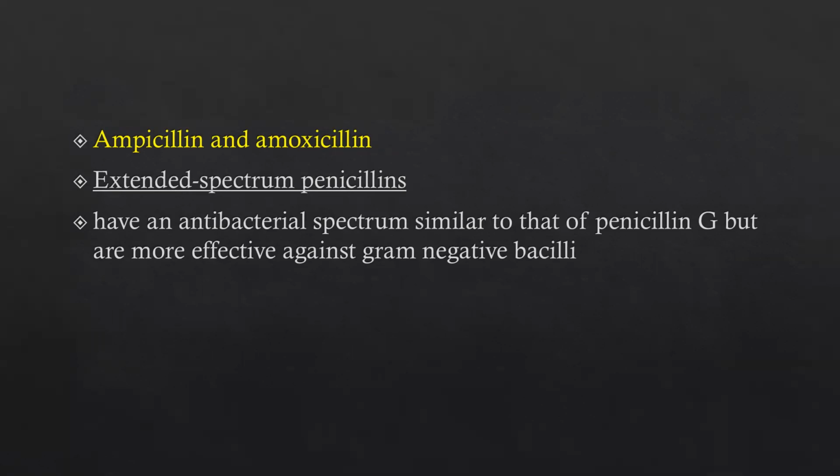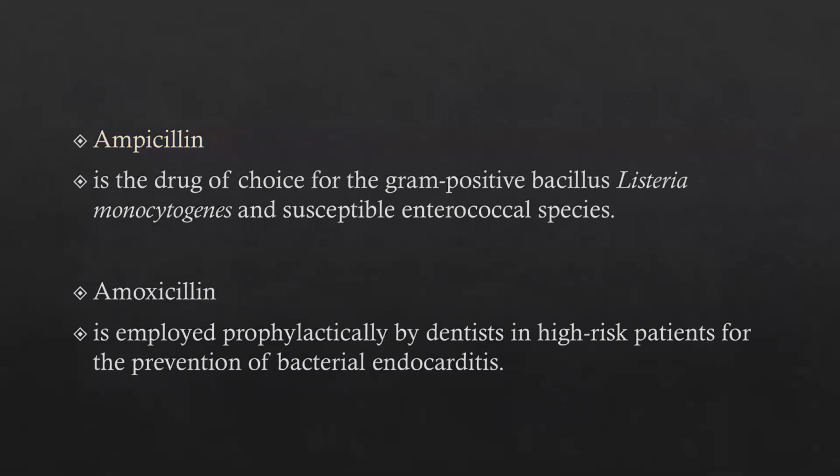Okay, so next one, we have ampicillin and amoxicillin. Ampicillin and amoxicillin are considered the extended spectrum penicillins. Okay, so extended spectrum sila. So they have an antibacterial spectrum similar to that of PEN-G, but are more effective against gram-negative bacilli. So in this case, ampicillin and amoxicillin have activity against gram-negative bacilli. And take note, ampicillin is the drug of choice for the gram-positive bacillus Listeria monocytogenes, okay? And also for susceptible enterococcal species.